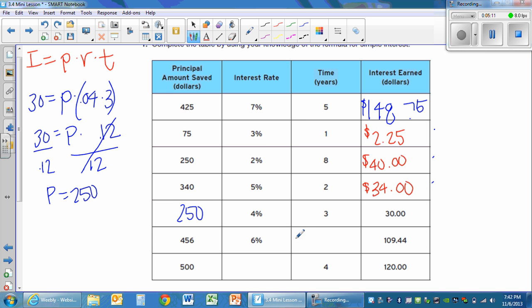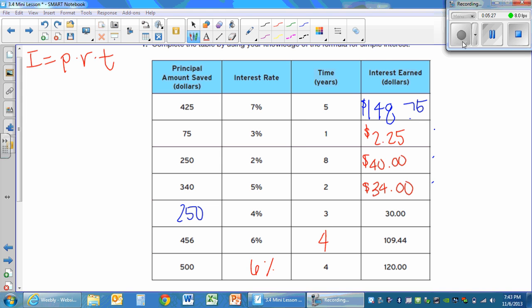Okay, go ahead and try these next two problems. You're going to need to make sure you're plugging in the right values for the right variables, and then use your one-step equations to solve. When you're done, go ahead and press play. Here are your answers for the last two problems in this table. The second to last one was 4 years, and then the last one was at an interest rate of 6%.